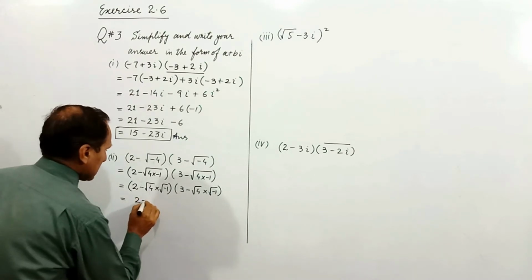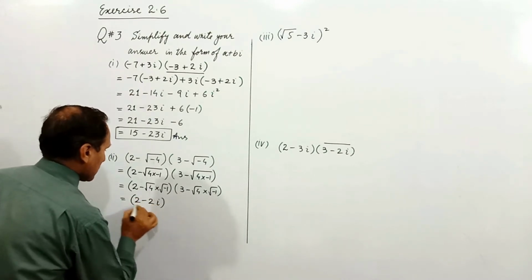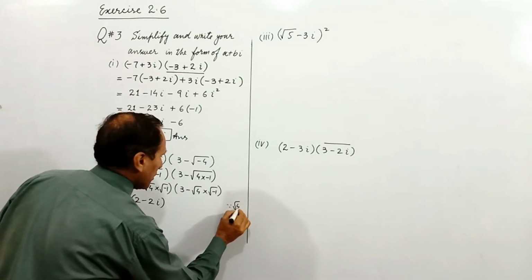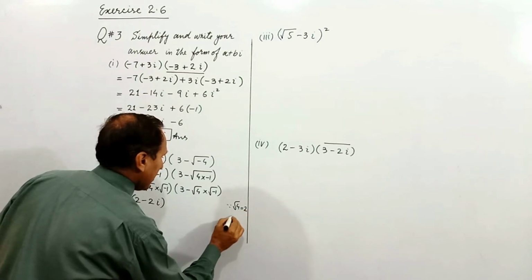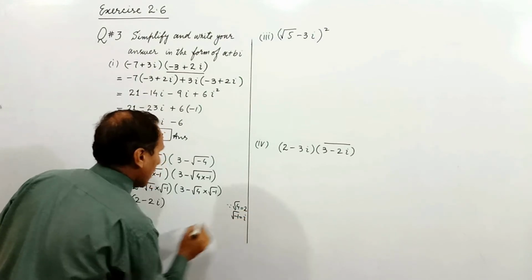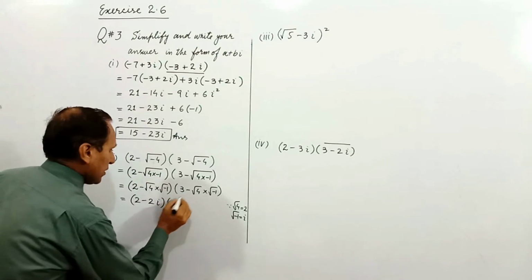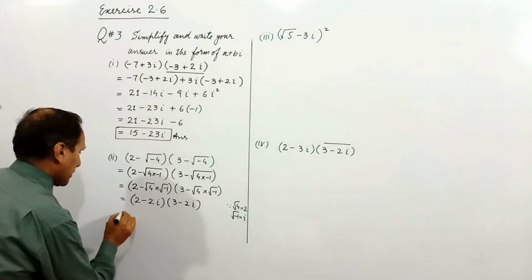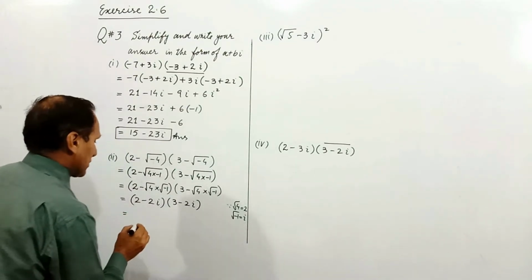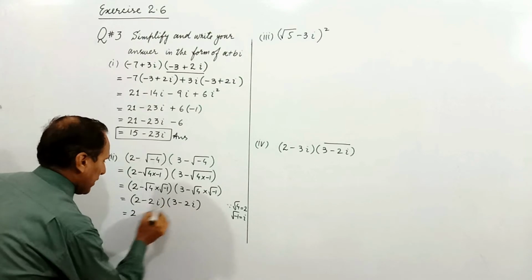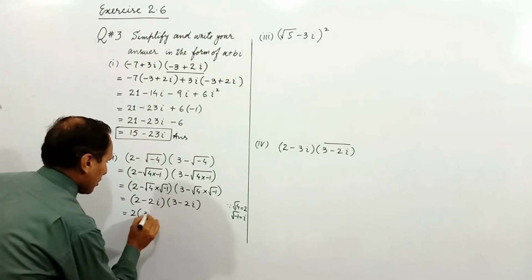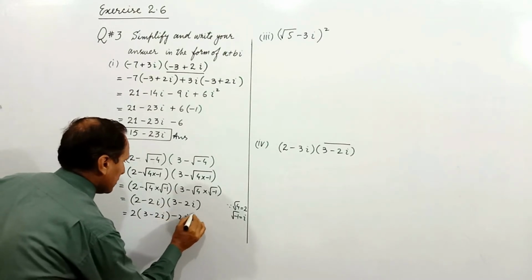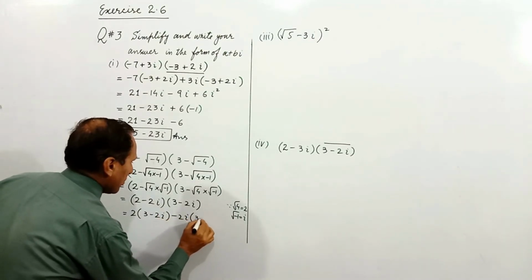2 minus 2 iota, it becomes this, because we know that under root 4 is equal to 2 and under root minus 1 is equal to iota. Similarly, the second expression becomes 3 minus 2 iota. Now it is in the simple form of a complex number. So 2 is multiplied to 3 minus 2 iota, whereas the second term, minus 2 iota, is multiplied to 3 minus 2 iota.